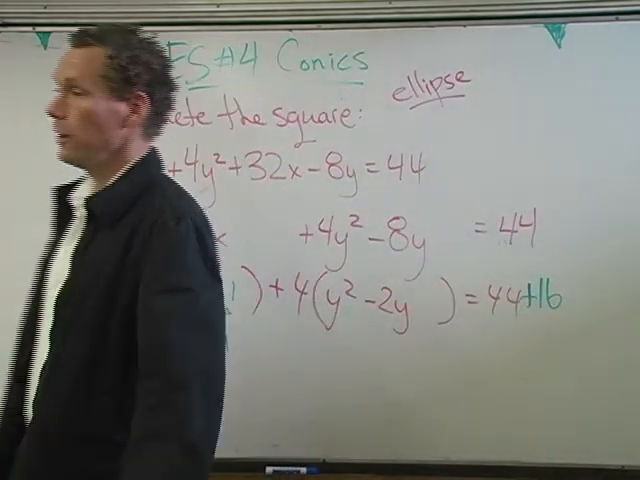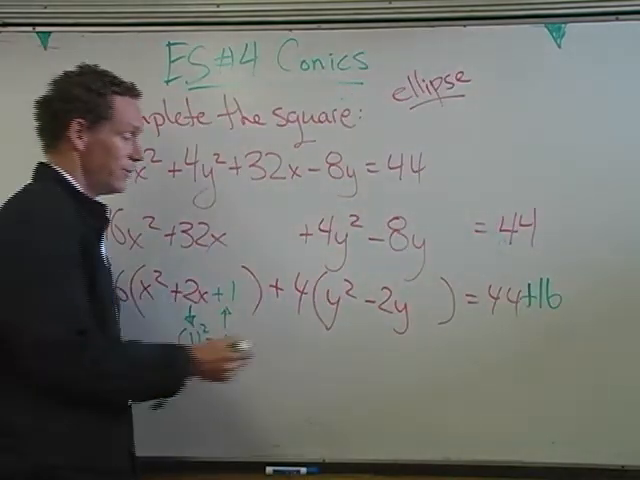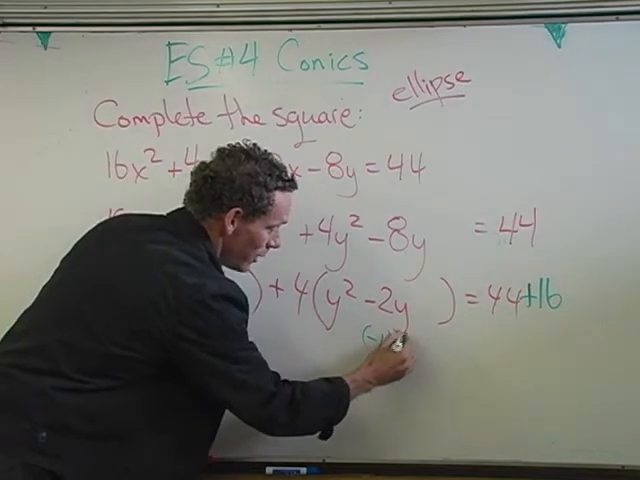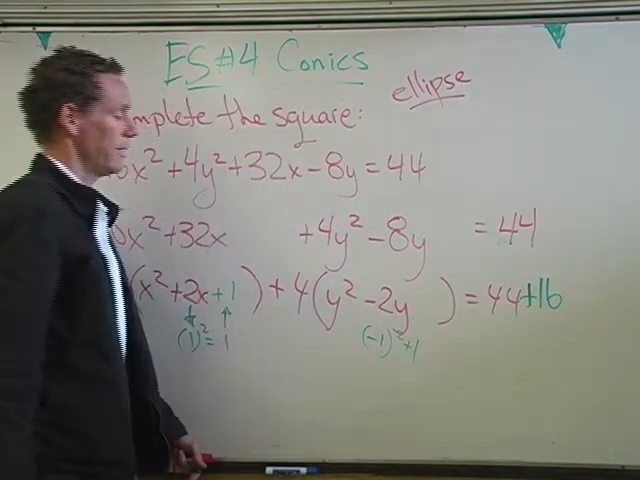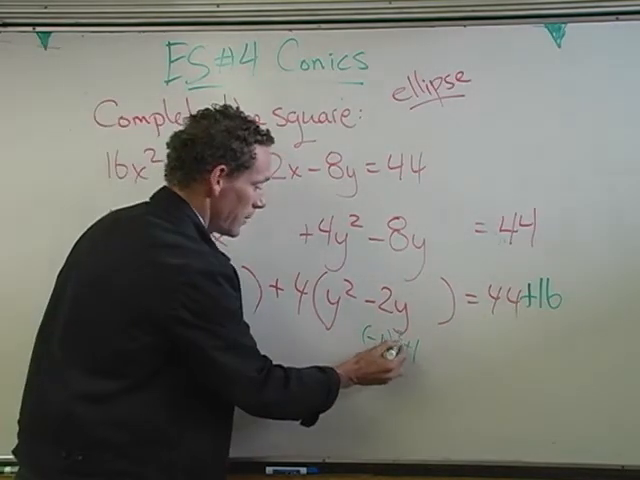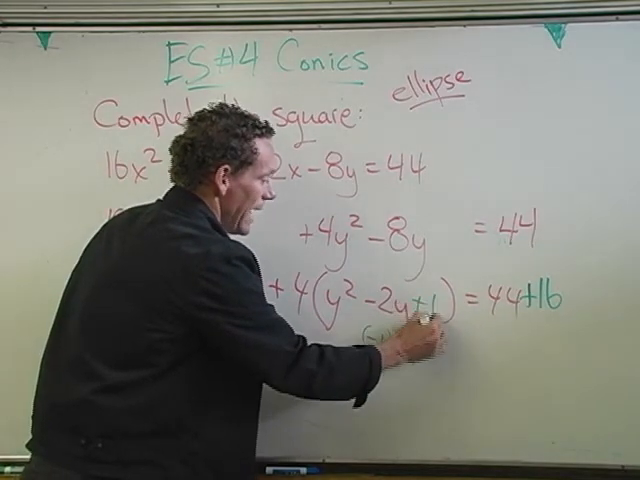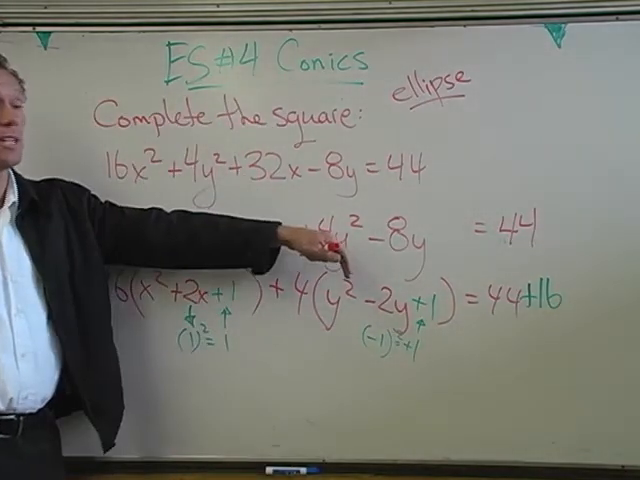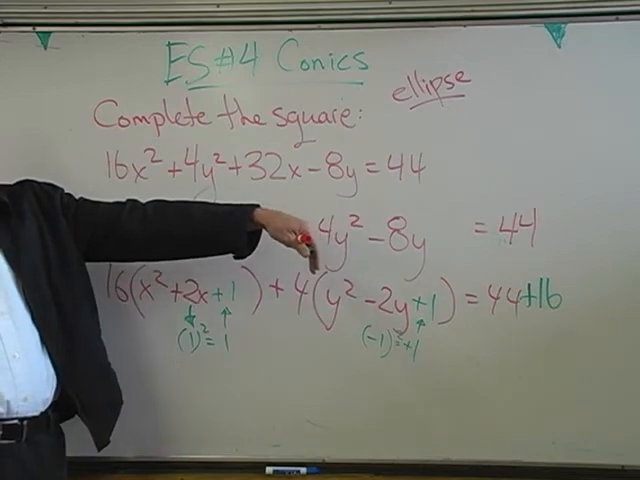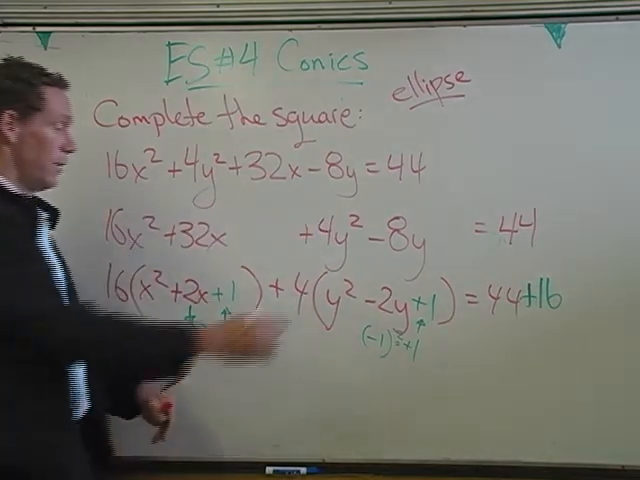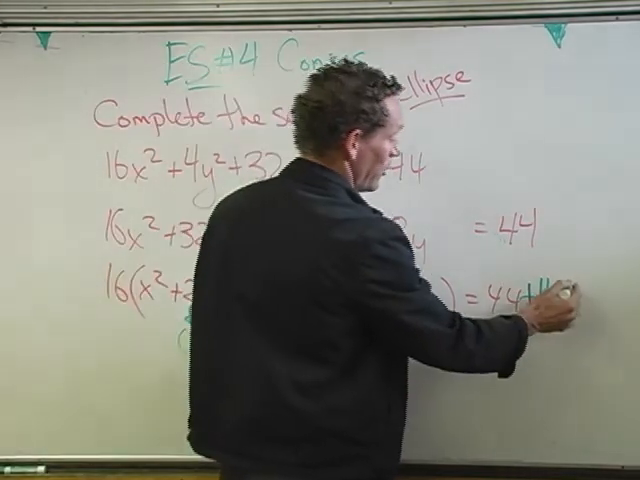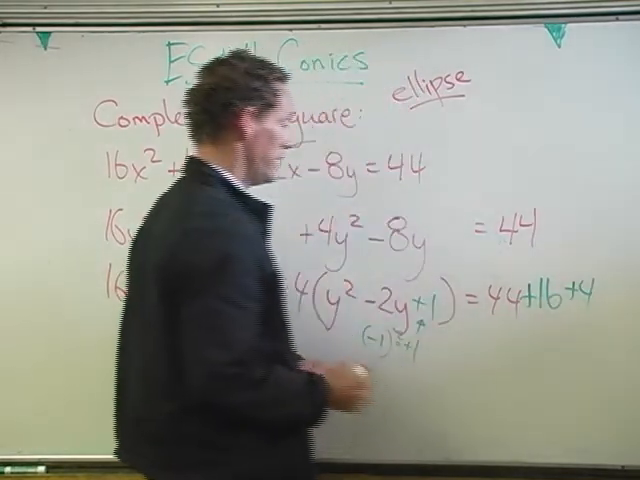And for the y stuff, we're going to take half of that negative 2, which is negative 1. We're going to square it, which gives us a plus 1. And we add that here. We didn't just add 1 to the left-hand side, we added 4. Good. So 4 times 1 is 4, and we're going to add 4 over here.